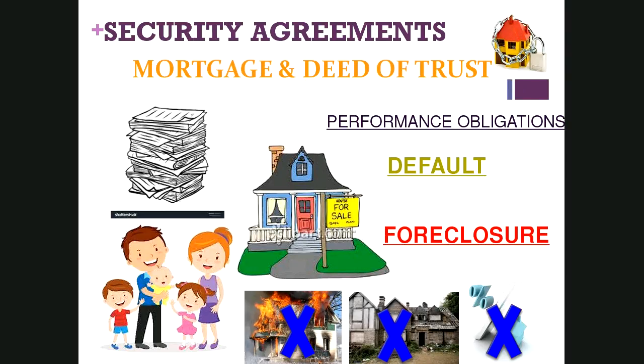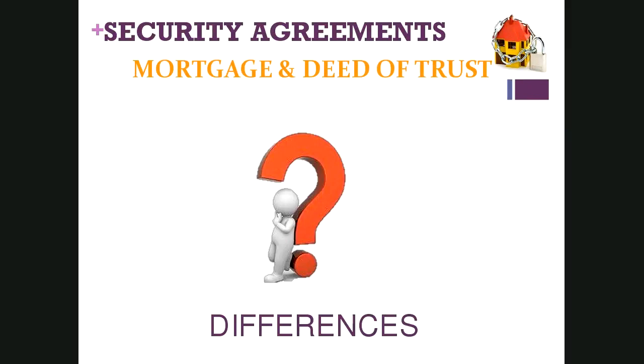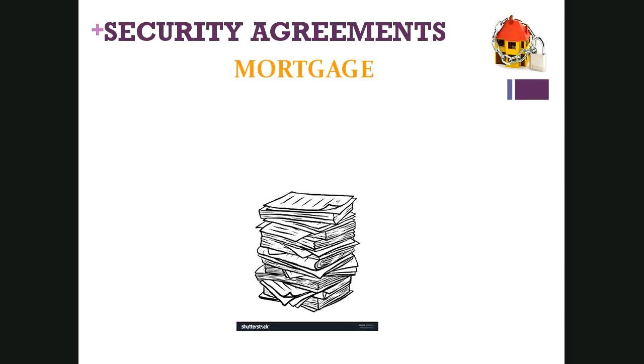So both the mortgage and the deed of trust have the same type of stuff in the documents, right? They have the same requirements of the borrower. They're basically identical. But there are some differences, and they are key differences. So first we're going to take a look at the mortgage.